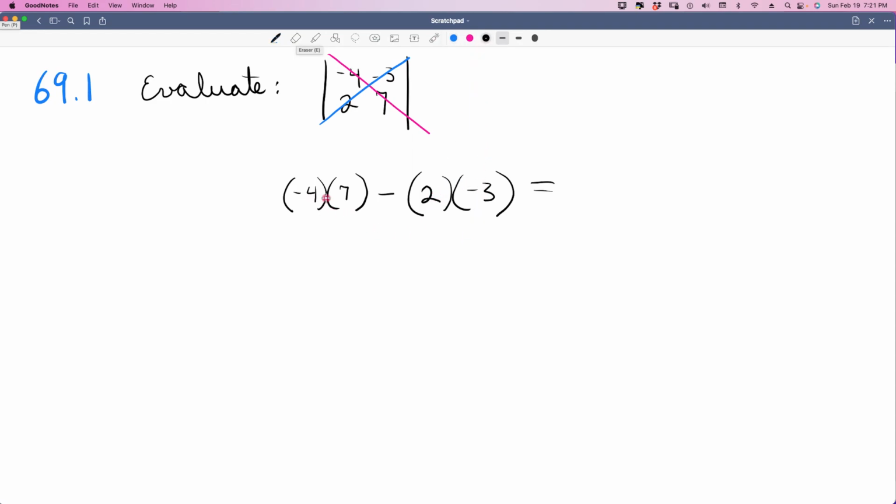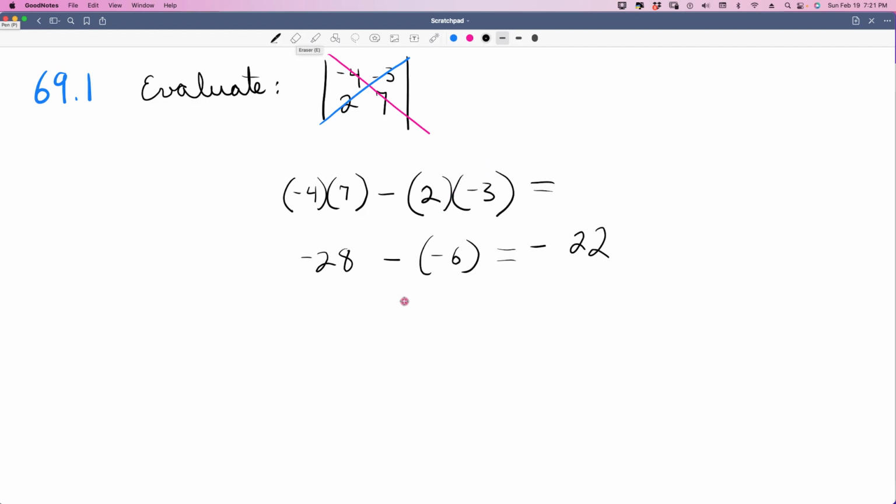So now we just do the math. This is going to be -28 minus -6. So that is going to equal -28 plus 6, which is -22. That is going to be our answer. So we do not change the sign so much as we subtract this side from this side. This is our minuend and this is our subtrahend. That's the way it works. Okay, I hope that makes sense.